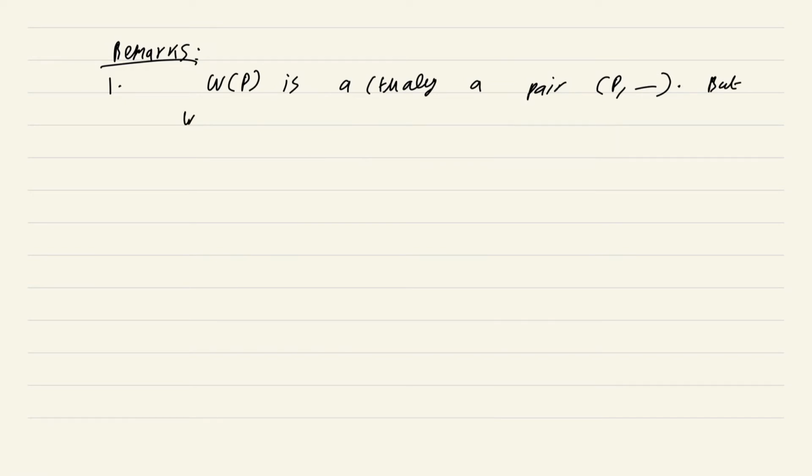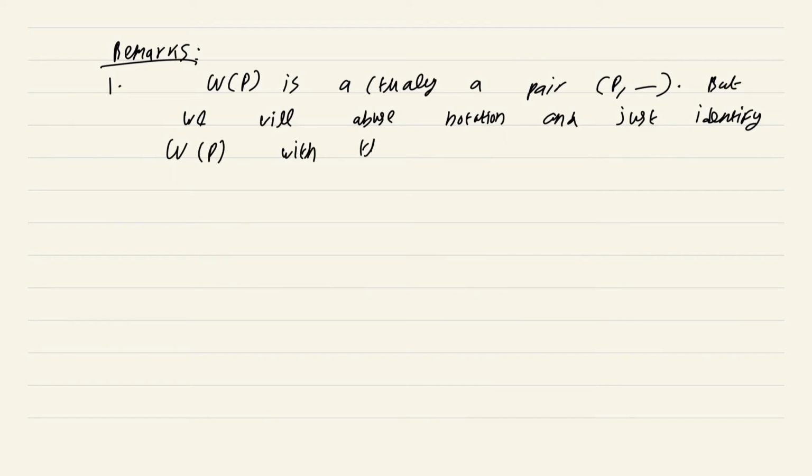So it is actually a pair, but we will abuse notation and just identify Ω(p) with the second coordinate, which is actually the thing that matters. This is a harmless abuse of notation. Okay. Now the second remark is going to be more interesting.